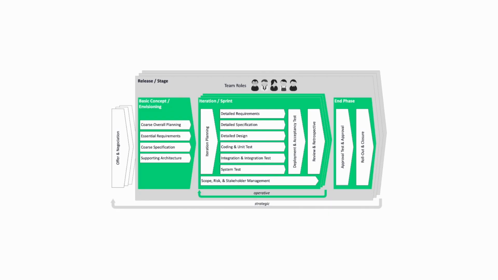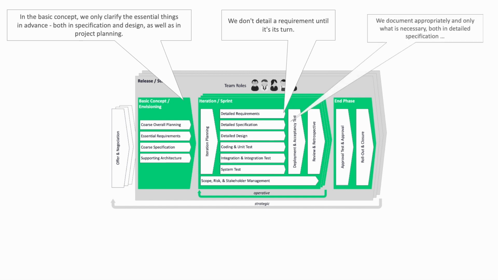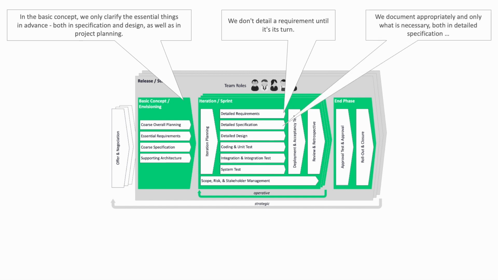We can now also map all of the basic best practices to this basic process model. General best practices are: we clarify only the essentials up front, in specification and design as well as in project planning. We only detail a requirement when it is our turn. We document appropriately and only what is necessary, both in the detailed specification as well as in the detailed design, where we primarily record our design decisions.